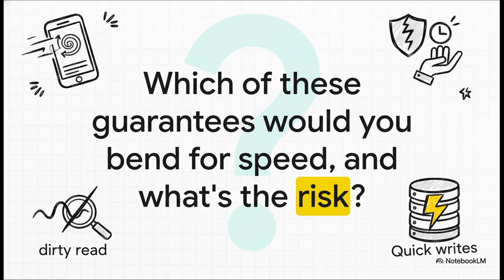And that really leaves us with a final and pretty tough question. In a world that demands every app be faster and more responsive than the last, which of these guarantees would you be willing to relax to gain a little more speed? Would you risk a few dirty reads to make a social media feed load instantly? Would you trade a little bit of durability for faster writes? The answers to these questions are what define the architecture of the entire digital world we're building.